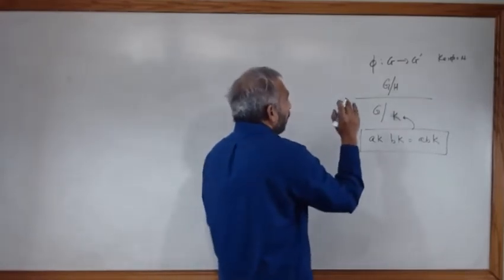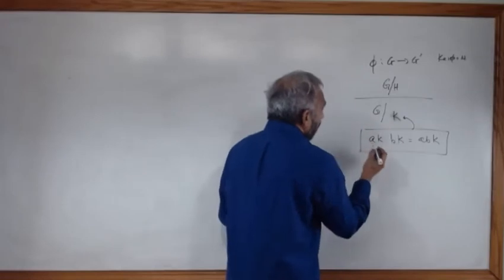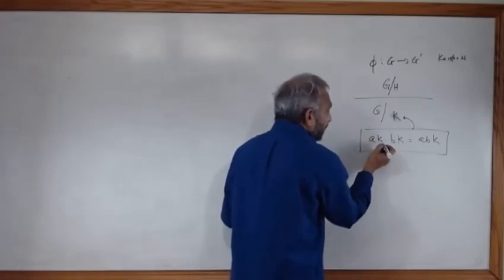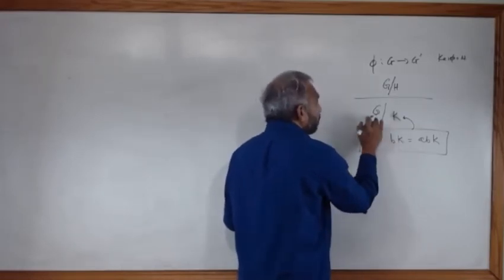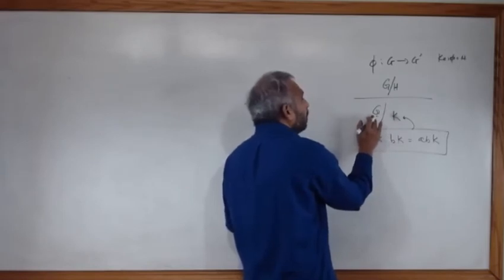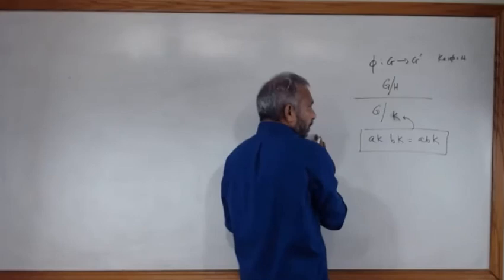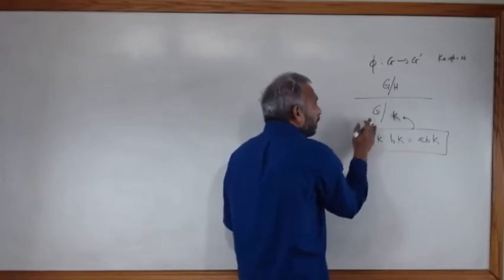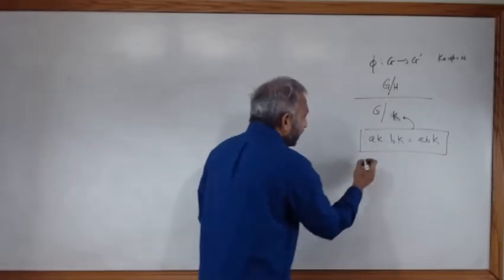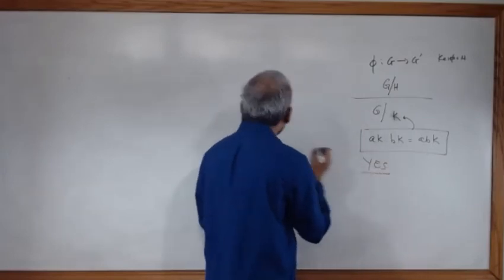So our question is, if K is a normal subgroup of G without mentioning any homomorphism, can we construct a factor group? And the answer is yes, and that is the next theorem.